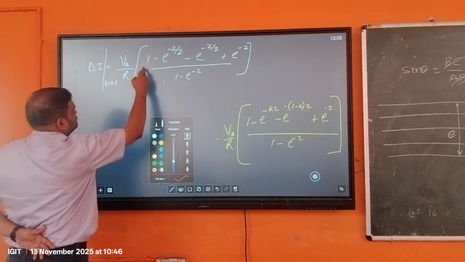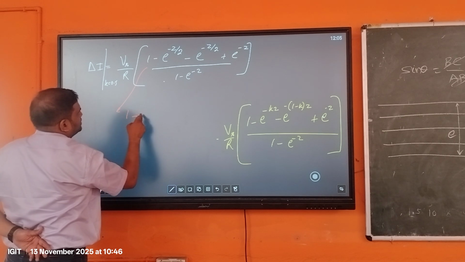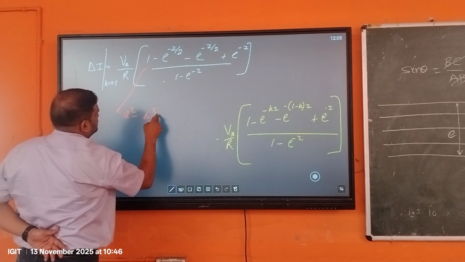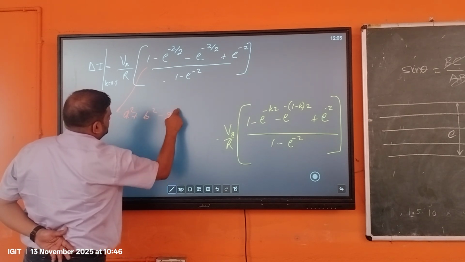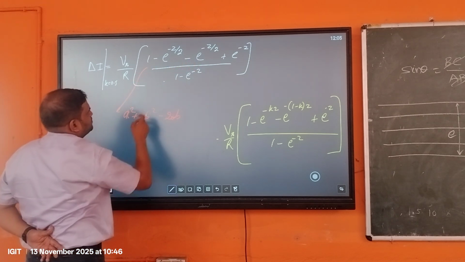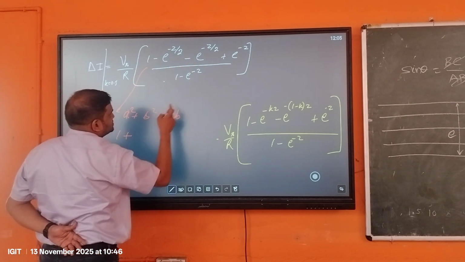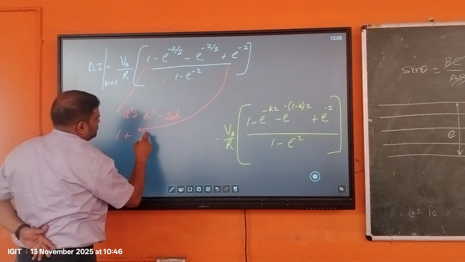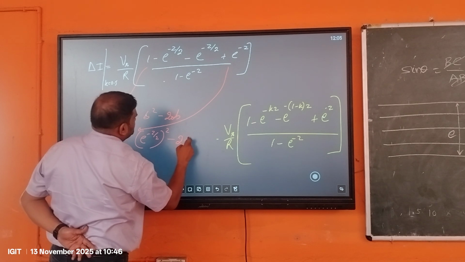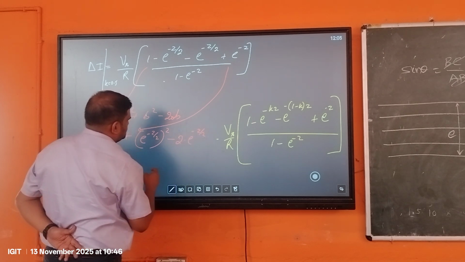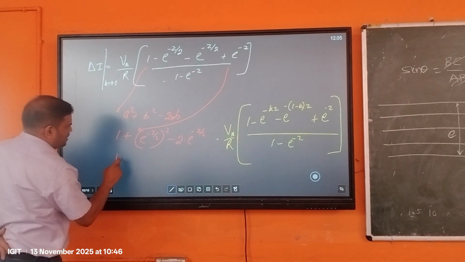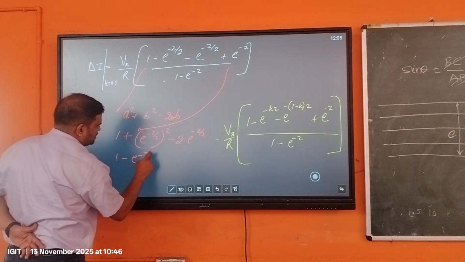Yes, let us do the rough work here. This is nothing but 1 minus a square minus b square, a square plus b square minus 2ab. You have to write down in this formula. So here, e to the power minus z by 2, actually 1 minus 1 plus this term e to the power minus z by 2 whole square, and this will be minus of 2 e to the power minus z by 2. So this is a square plus b square minus 2ab. So that will come as 1 minus e to the power minus z by 2.